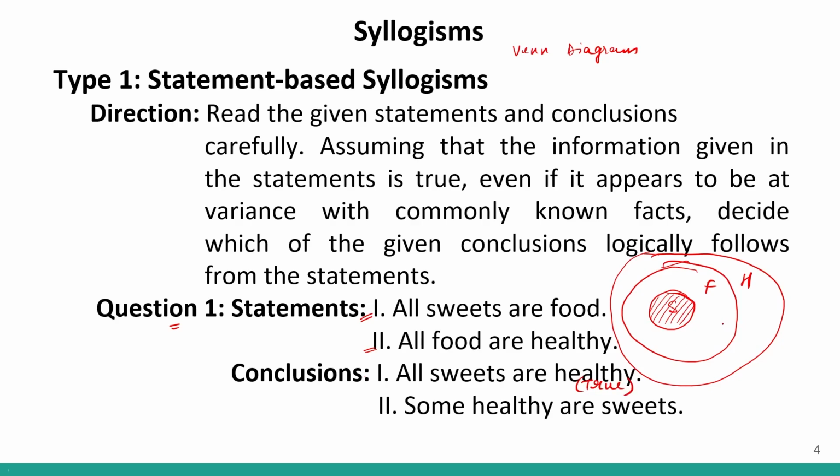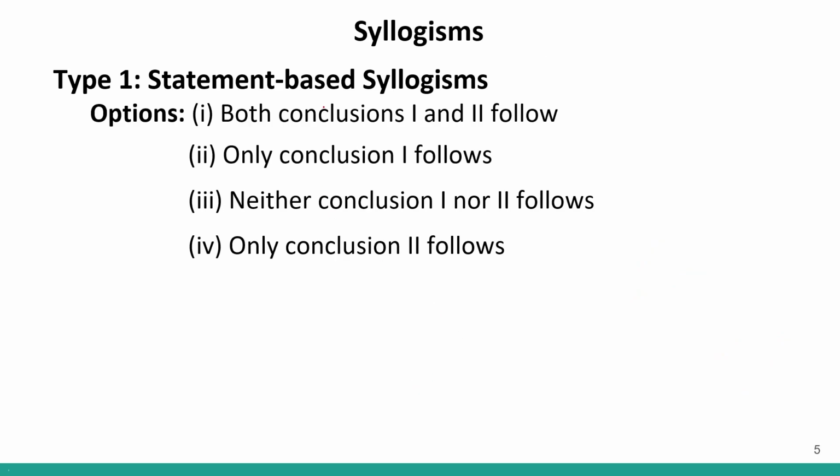All sweets are healthy. Conclusion number 2 says some healthy are sweets. So this is also true because see, this is the entire healthy. Out of this, there is a part, a small part in healthy which is sweet. Therefore, this is also true. So conclusion 1 and conclusion 2 both are true. So let us look at the options. These are the 4 options. Option number 1 says both conclusion 1 and 2 are true. So option number 1 will be my answer.